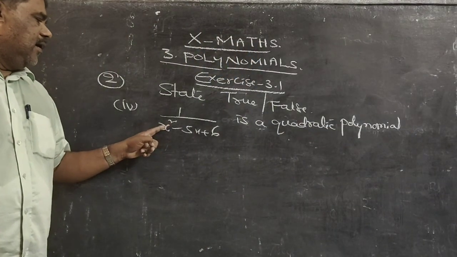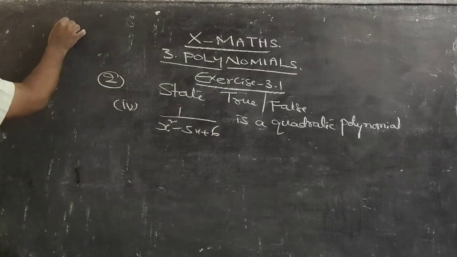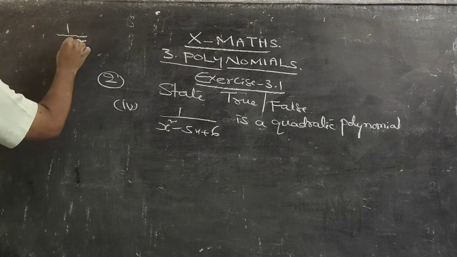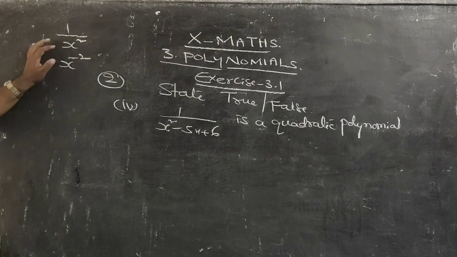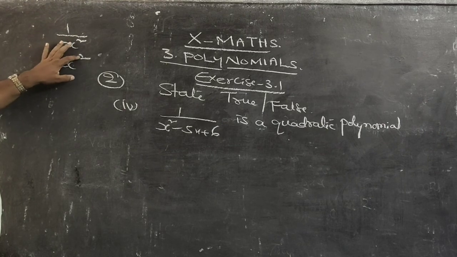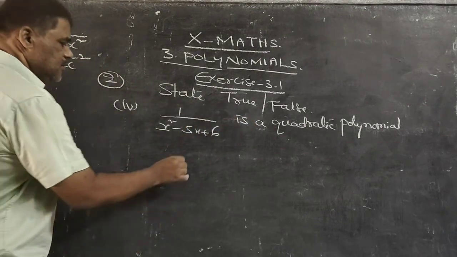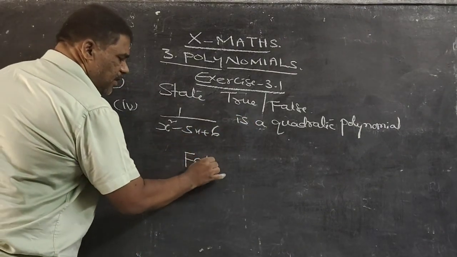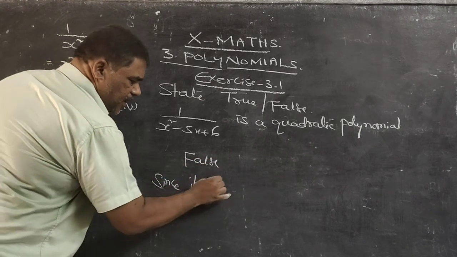Here, all variables are in the denominator. If the variable is in the denominator, for example, 1 by x square, if you write it in the numerator, it will become x to the power minus 2. That means if the variables are in the denominator, their powers are negative. If the powers are negative, it is not a polynomial. So, the given statement is false, since it is not a polynomial.